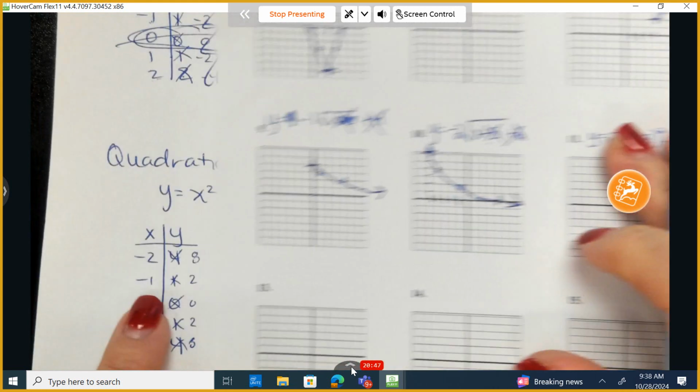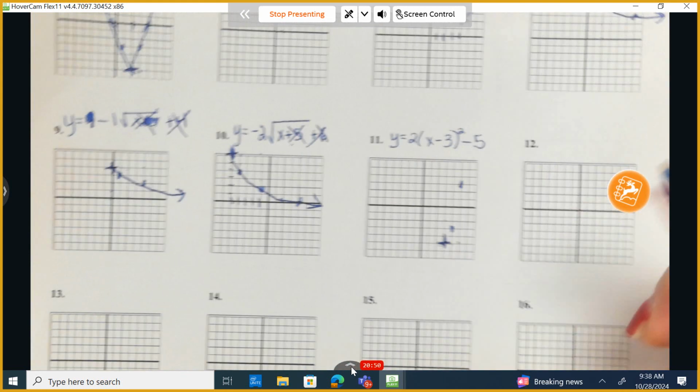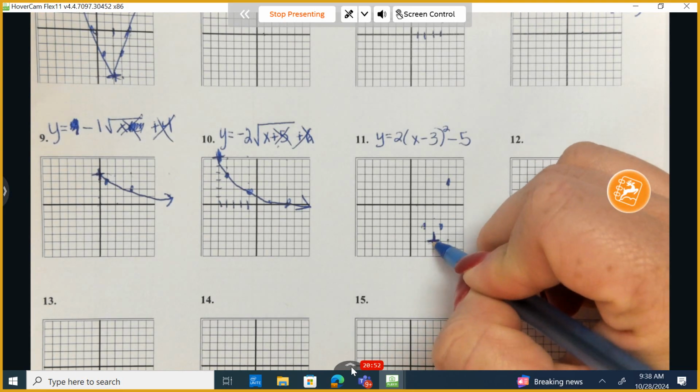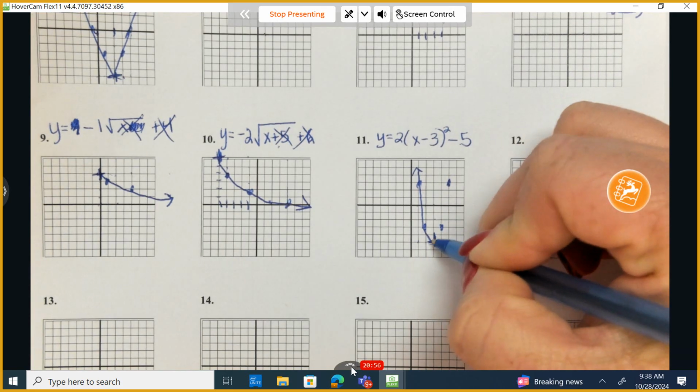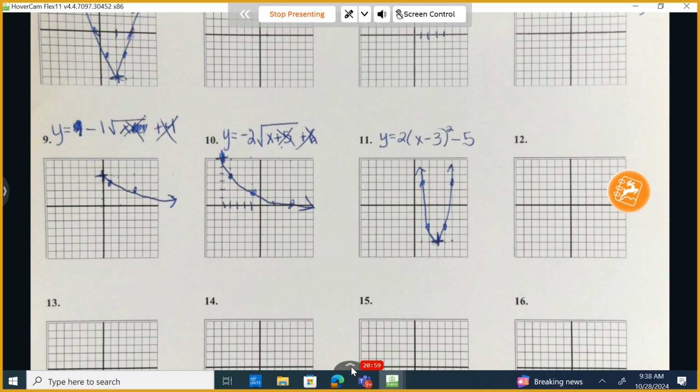Then it says left 1, up 2, and left 2, up 8. Left 1, up 2, and left 2, up 8. And instead of having a V shape, we now have this parabola that is a U shape.